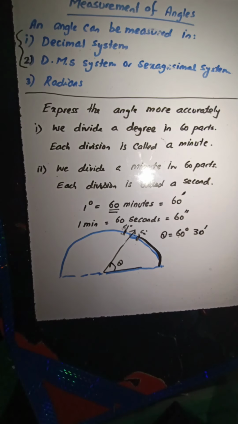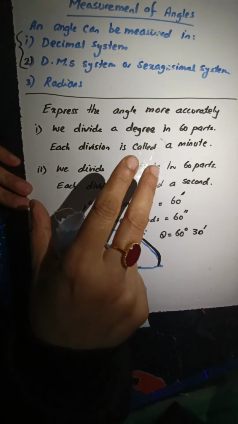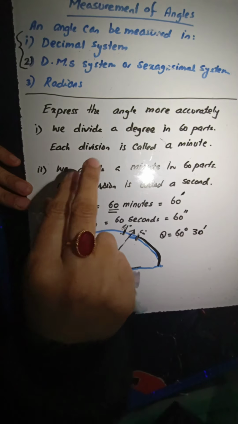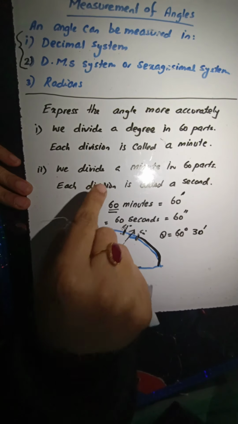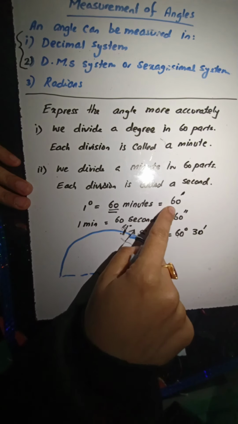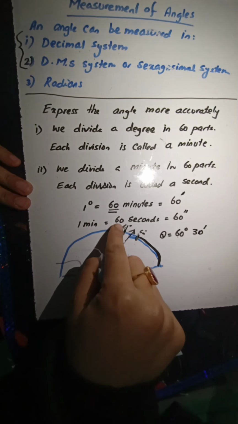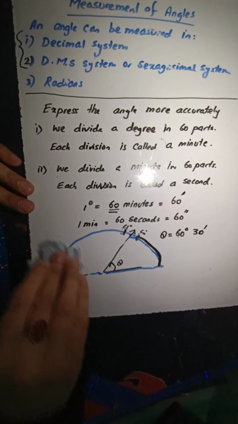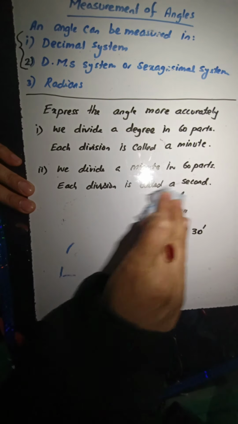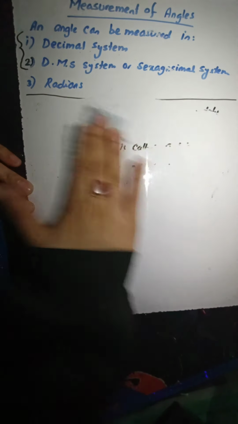So what we have learned till now is that we have divided a degree into 60 equal divisions, and each one of those divisions is called a minute. So 1 degree is equal to 60 minutes, and then we have further divided 1 minute into 60 parts, and each part is called a second. So 1 degree has 60 minutes, and each minute has 60 seconds.